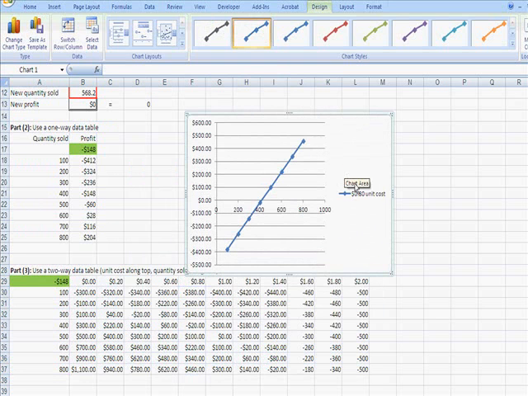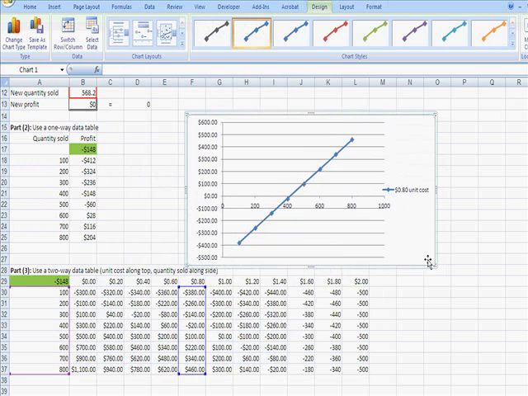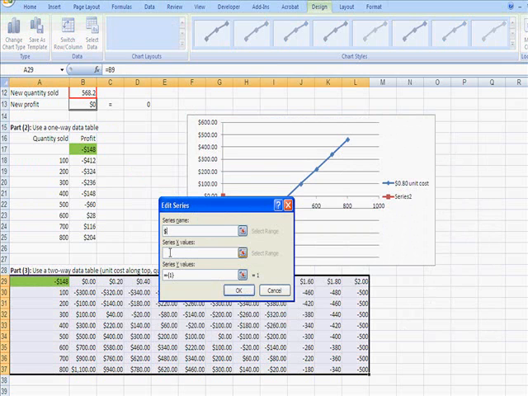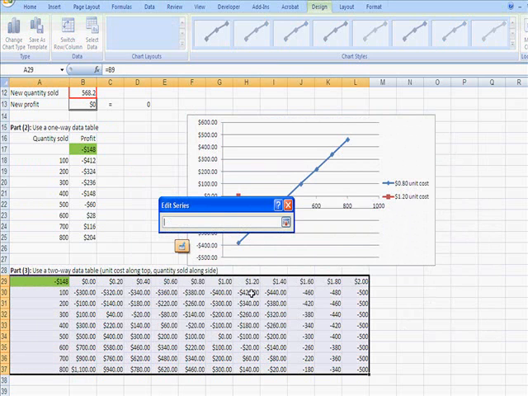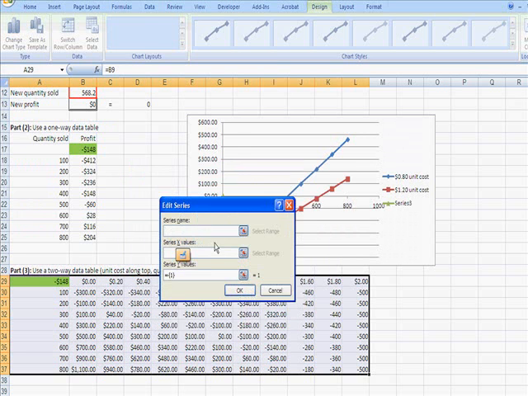We can remove the table, the title there, and resize this a little bit. And now we go back to select data, and we can add a $1.20 unit cost. Again, we're going to choose our same X values, and the Y values will be under $1.20. And of course, we can do the same thing for $1.60.